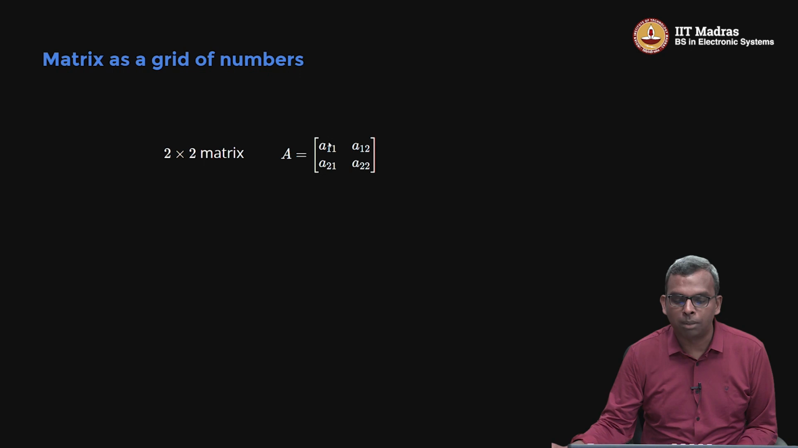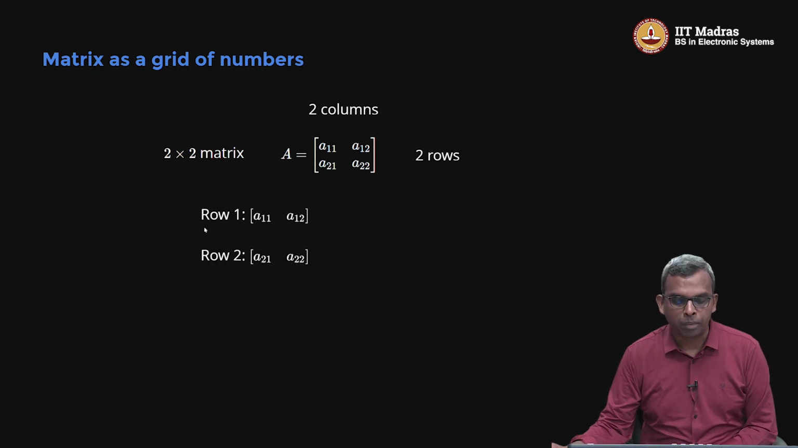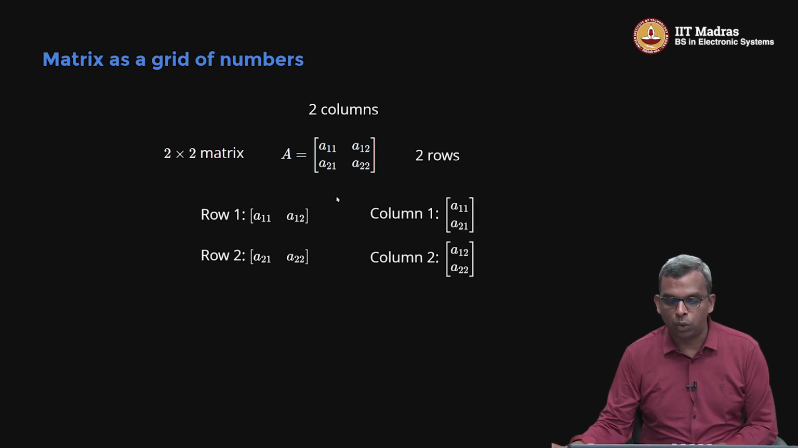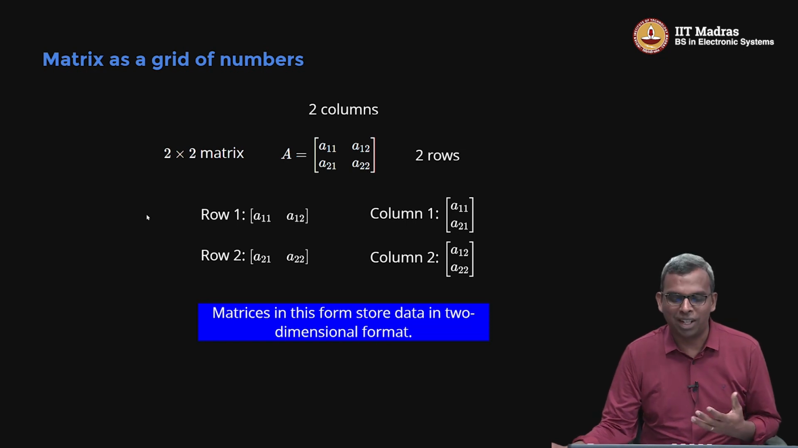So I have A11 in the first position in the first row. There are two columns and 2 rows. In the first row there are 2 numbers, A11, A12. Second row there are 2 numbers. It's just a grid arrangement. The 2 rows are A11, A12 and A21, A22. The 2 columns are A11, A21 in this direction, and A12, A22.